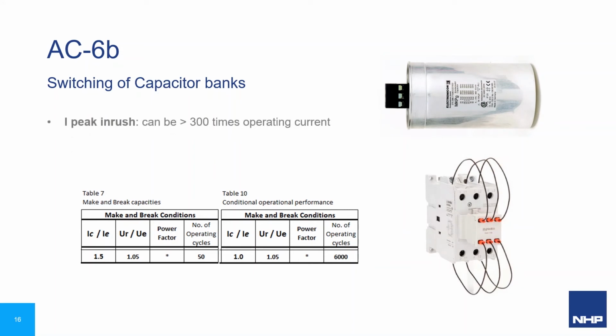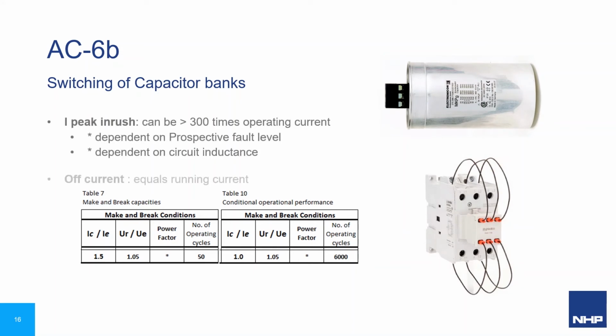Switching of capacitors can be the most severe duty for a contactor, with extremely high inrush peaks possible where closing occurs at the voltage peak of the sine wave. AC6B is the utilisation category for the switching of capacitor banks in power factor correction systems.